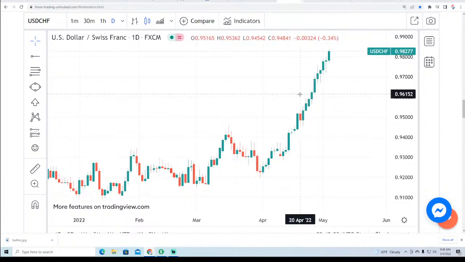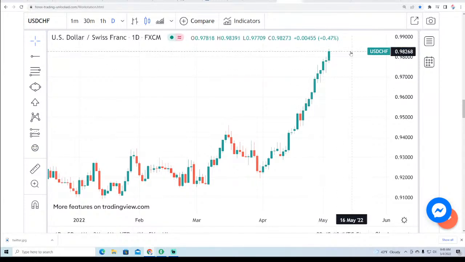So, all right. Now we have the U.S. dollar Swiss on this rampage. Is there a correction happening? There will be one eventually. As far as how far can we go?